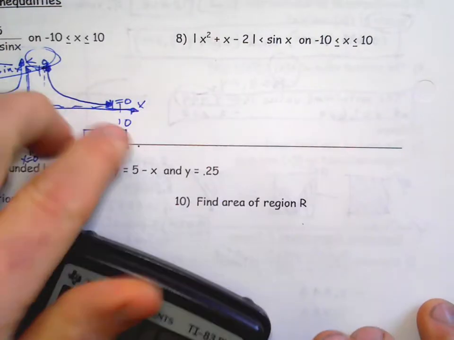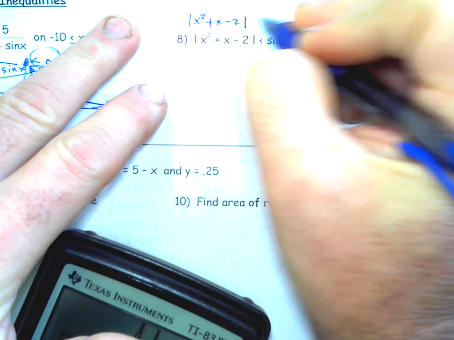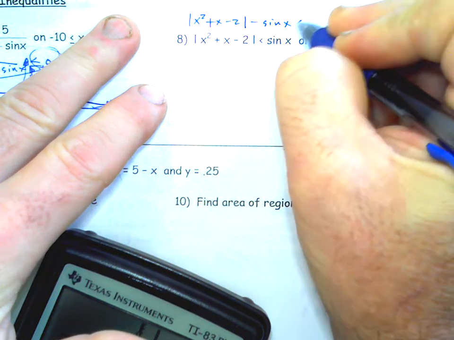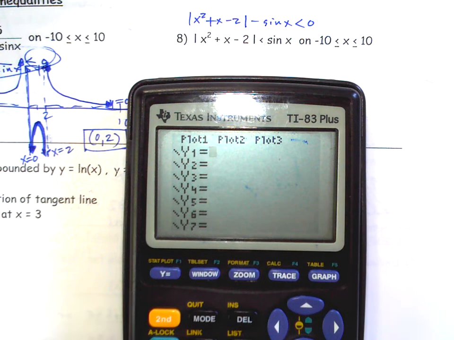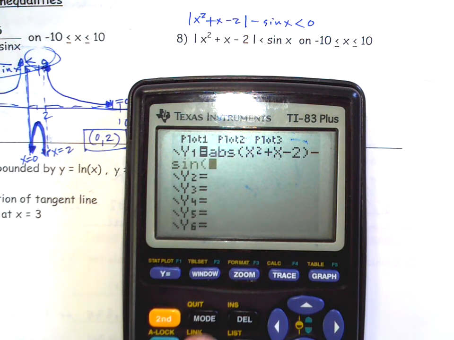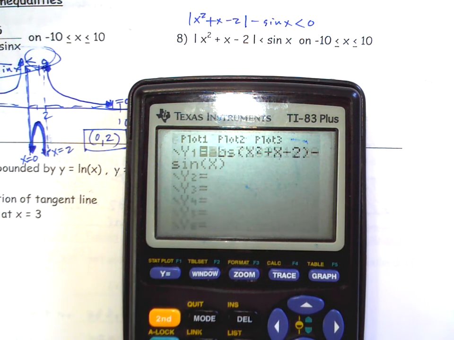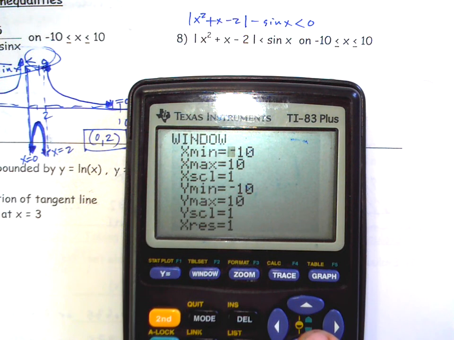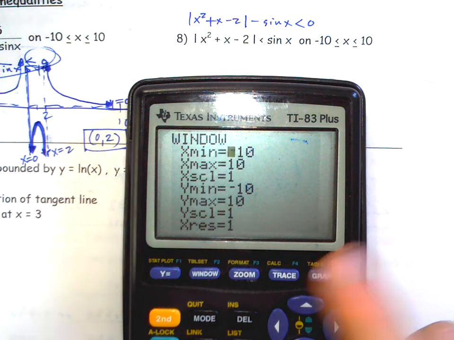Next one, like I said, I would move everything to one side, compared to 0. Enter that as an equation. Math, num, absolute value, x squared plus x minus 2, close the absolute value, minus sine x. Make sure you're in radian mode. Okay. And then go to window, -10 to 10. I don't know how tall this is going to be. We could try the zoom fit thing, or we could just try -10 to 10 and then adjust from there.